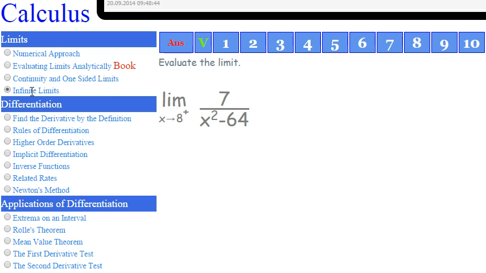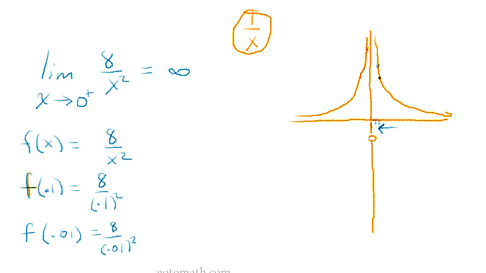Okay, where we at? Infinite limits. And we're in this section right here. Okay, so let's get over to the whiteboard and take a look at this. That was the last problem. Let's get rid of that.